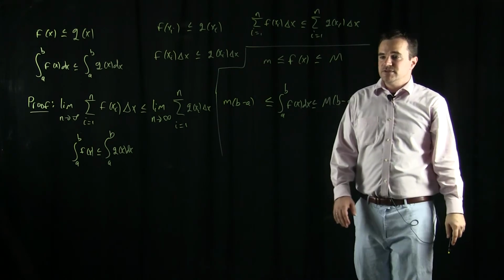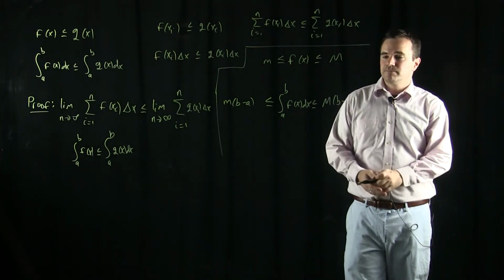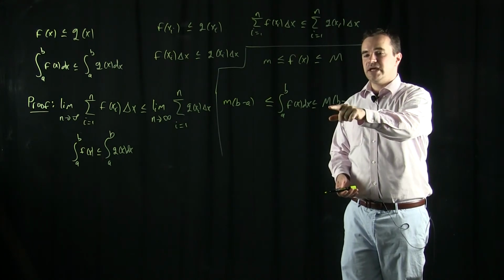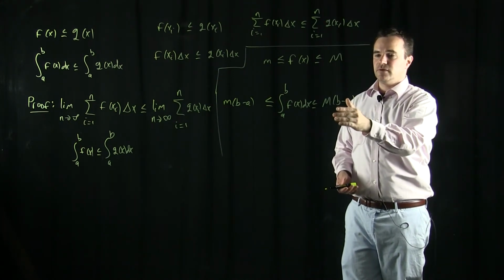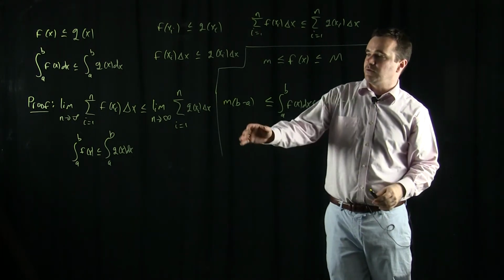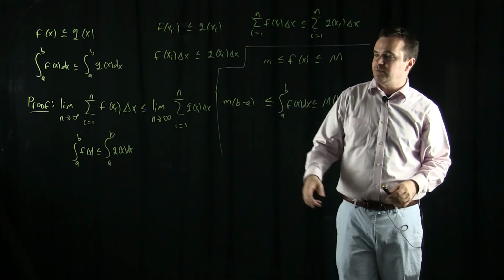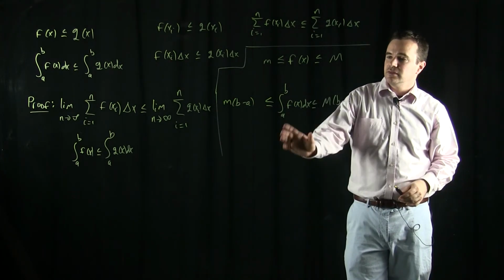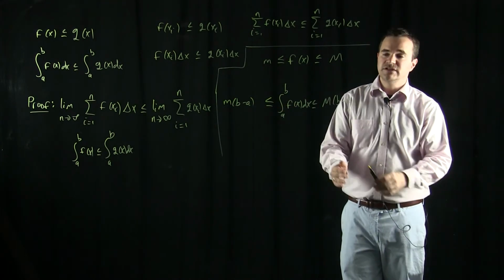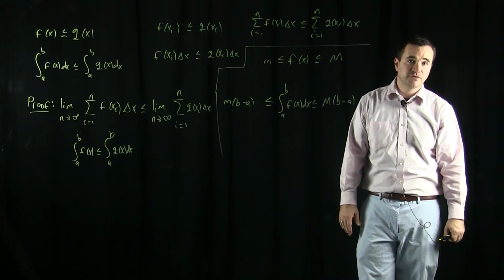Geometrically, this means that if you have a function whose y values are contained inside a rectangle of height capital M and width b minus a, and also bigger than a rectangle with height little m and width b minus a, then the integral, the signed area, has to be trapped between the areas of those two rectangles.